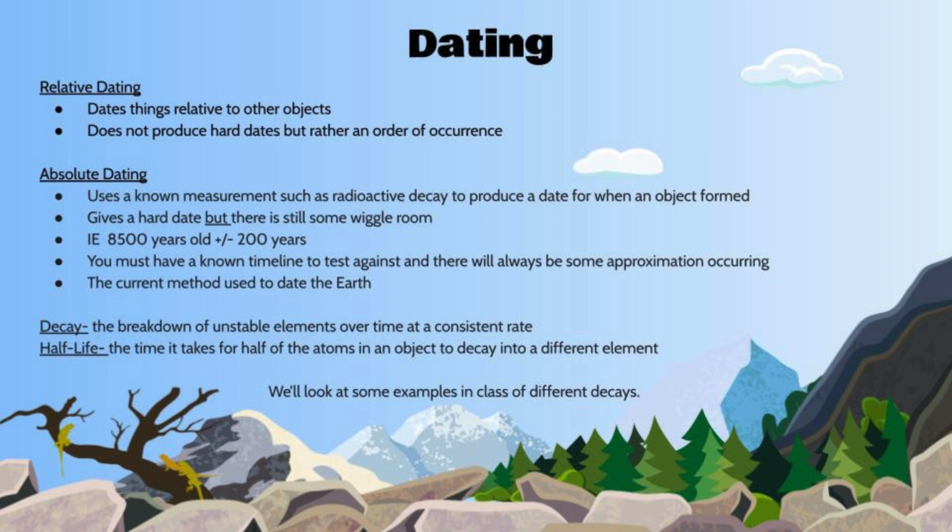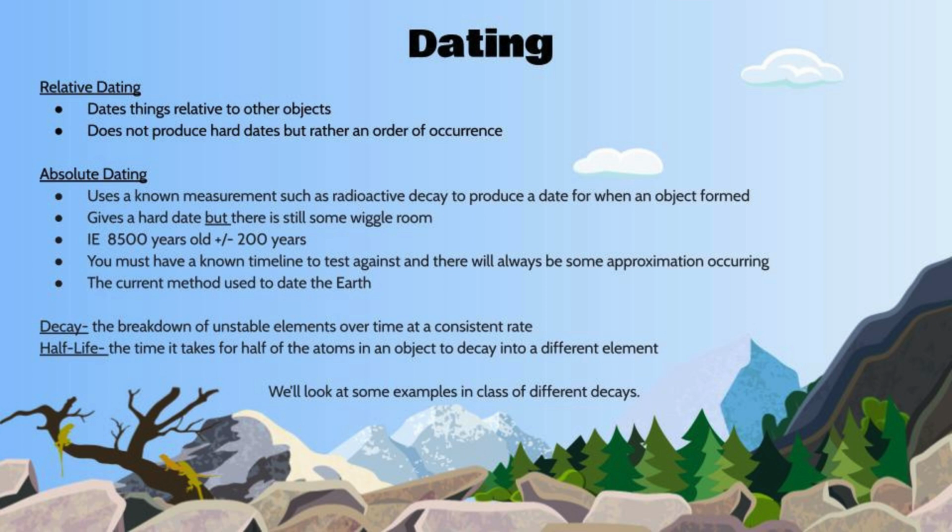So it's going to give us a hard date, kind of. There's still a lot of wiggle room. And when I say wiggle room, we're talking like plus or minus 200 years. This is not pinpoint accurate. We're still getting just a generalized idea of when it occurred. And in order to do this, you have to have a known timeline to test against. And even then, there's always going to be some approximation occurring. But this is the current method that we use to date the Earth.